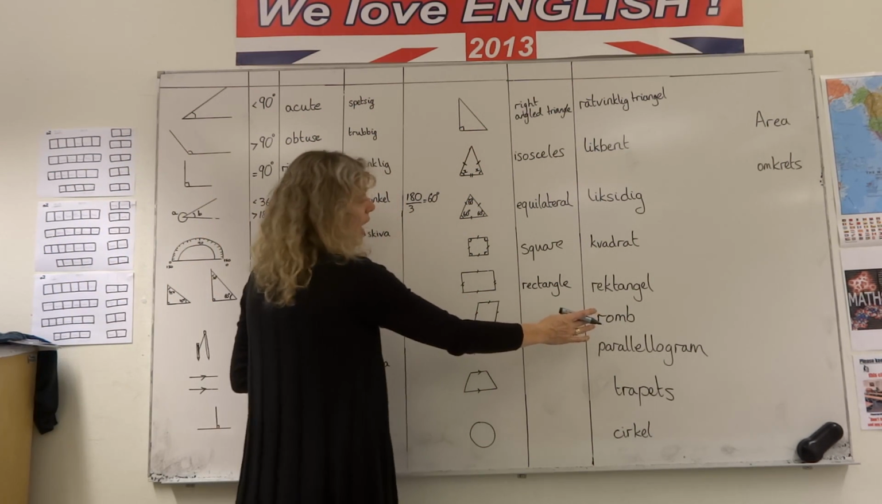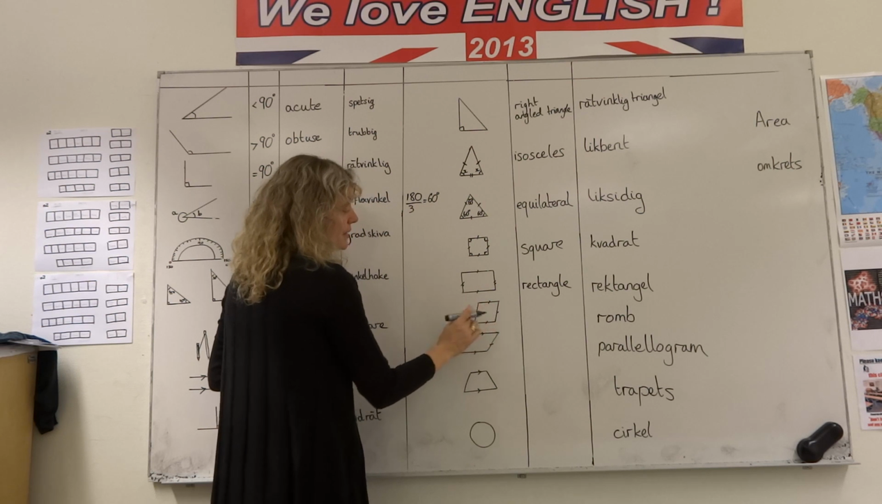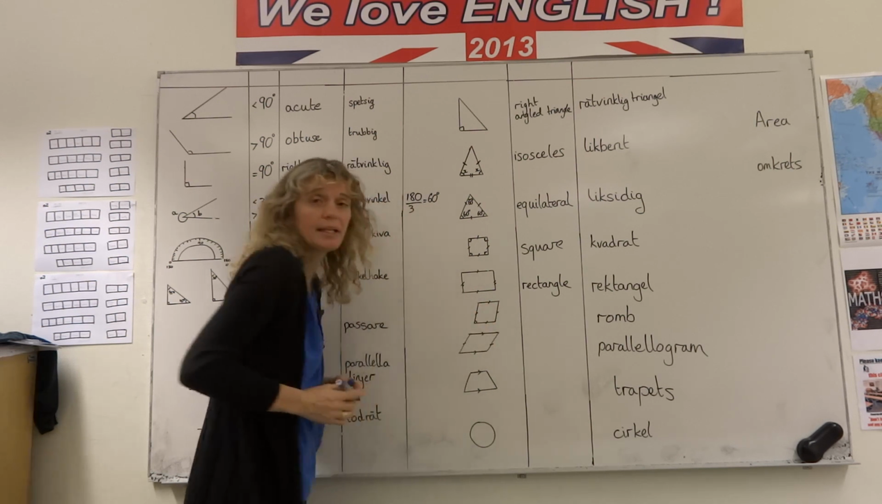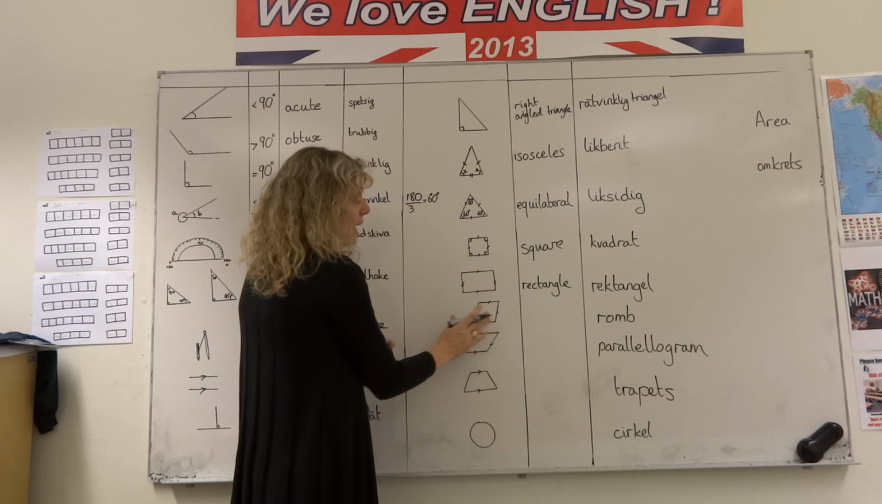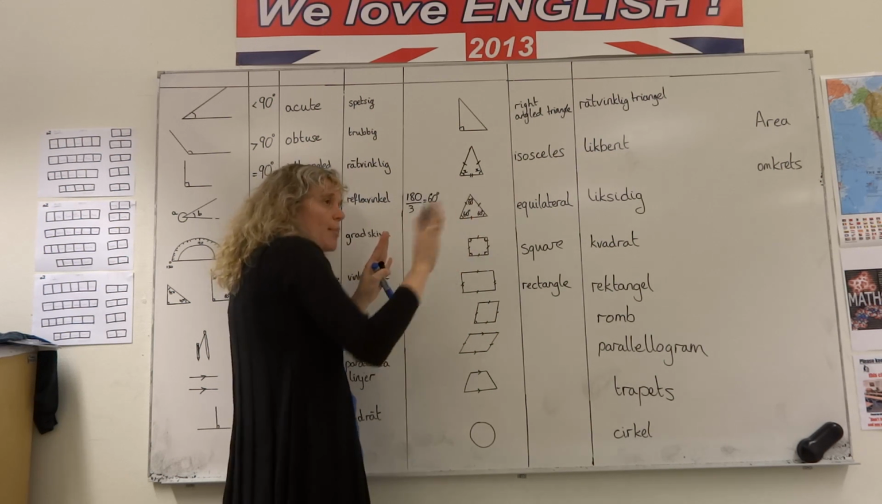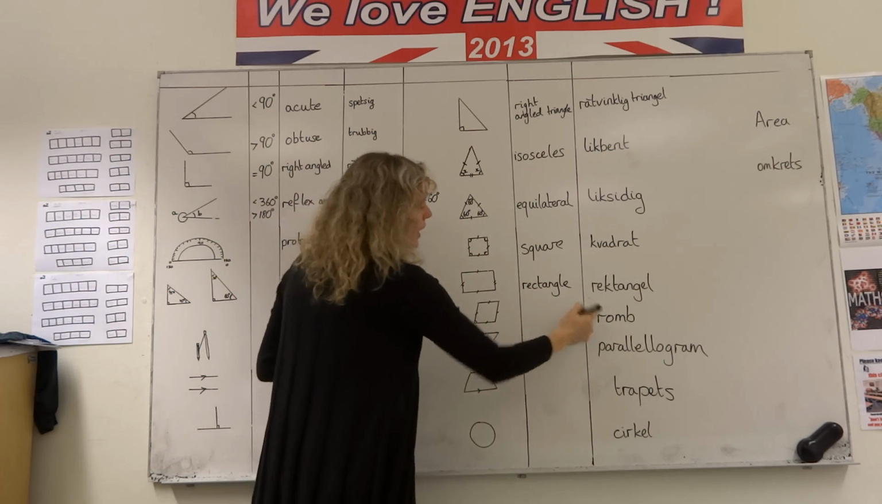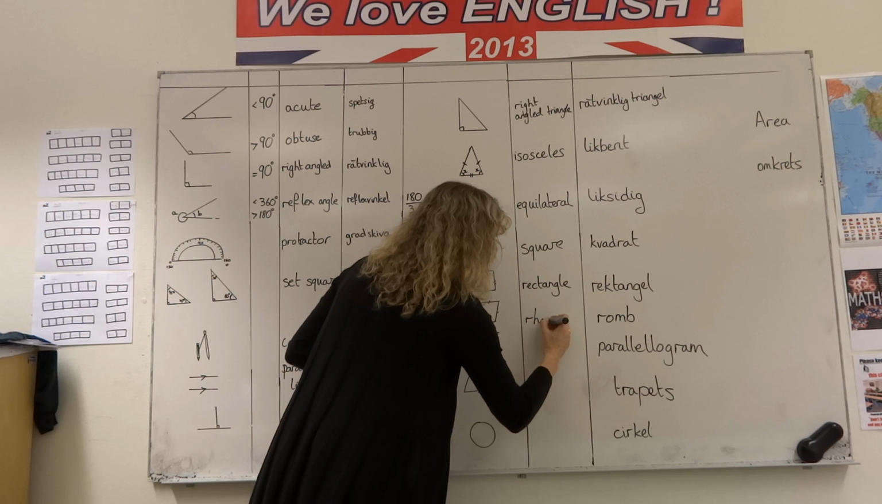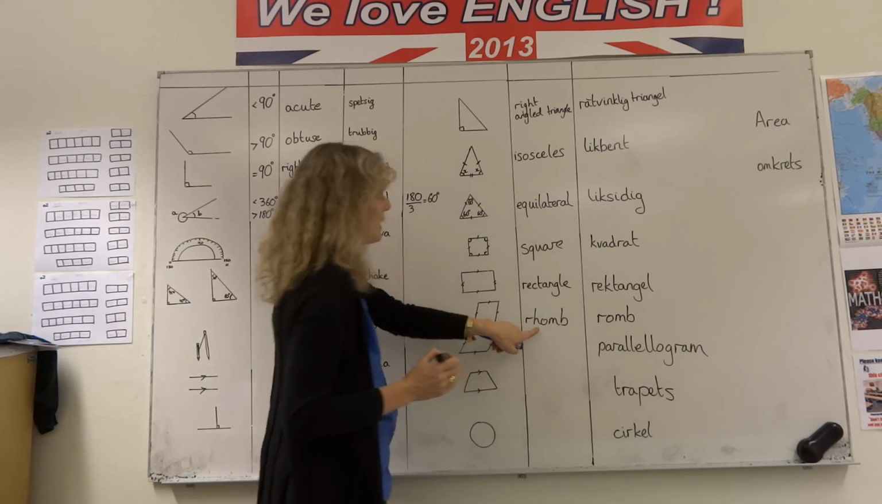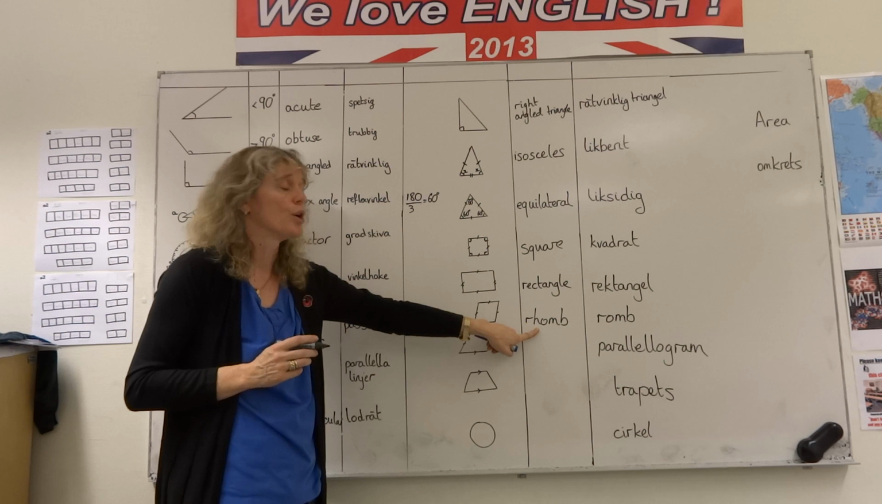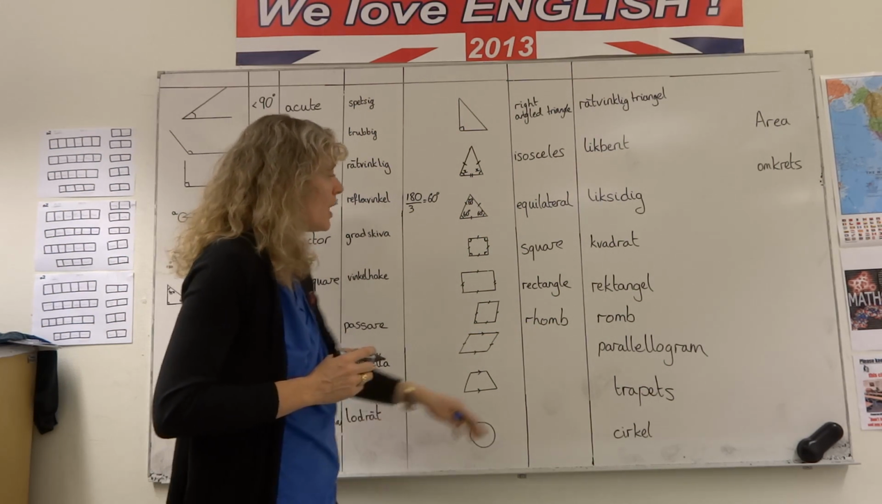If you have all lengths the same, but now the angle is not 90 degrees, it's a different angle. It's like a squished square pushed over on the side. We call it a rhomb. We have almost exactly the same word, but we spell it slightly different. We have a silent H in the word rhomb in English.